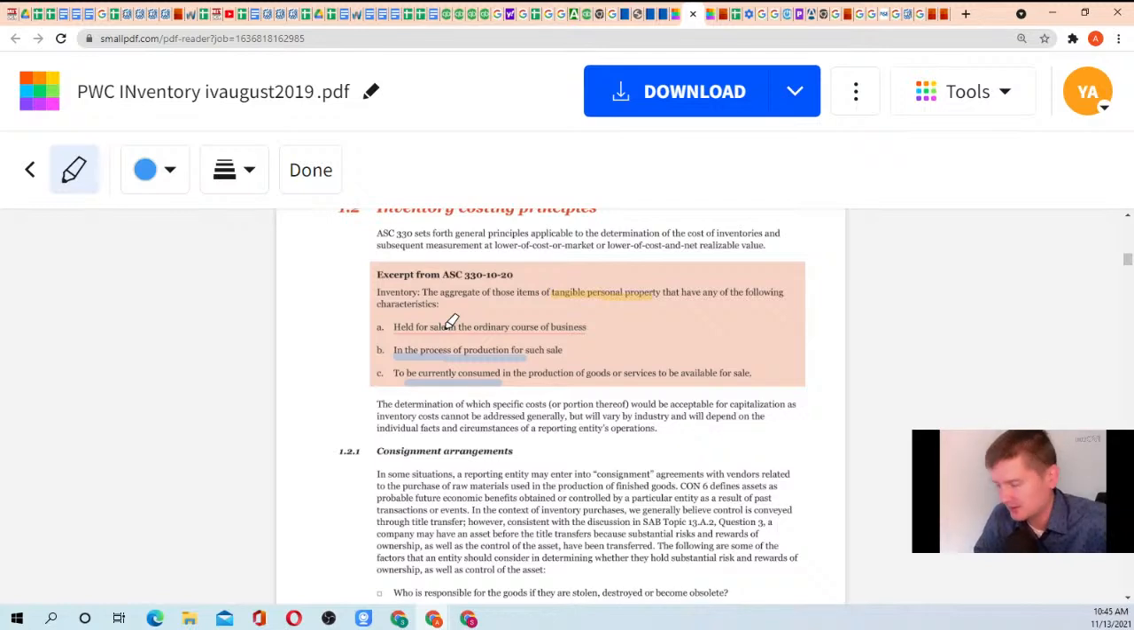For example, if you have a manufacturing plant and you have some manufacturing equipment there, that equipment which you use in the production will be your fixed assets. However, if you keep a supply of spare parts or replacement parts for that equipment, that would be your inventories.